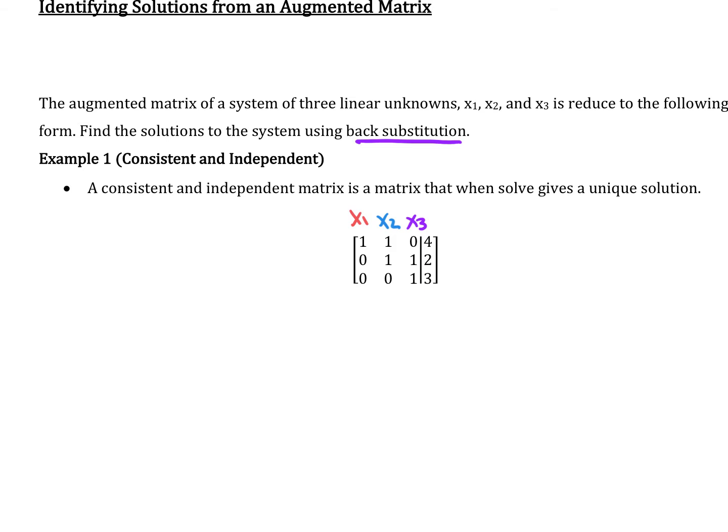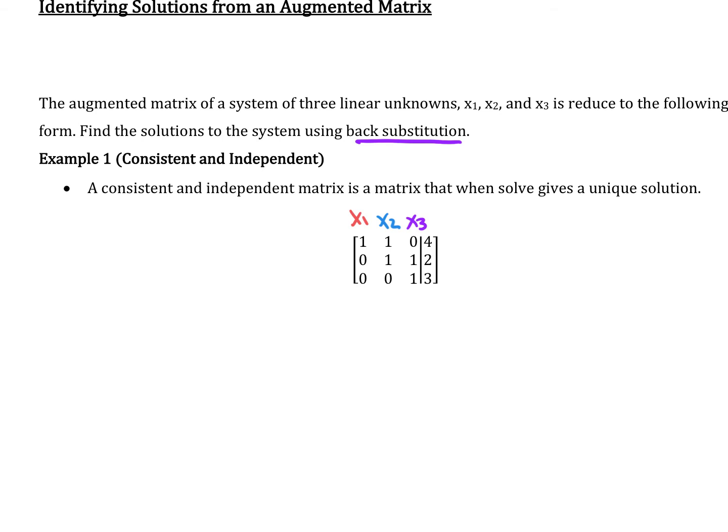There are three types of matrices and systems that you can solve. The first one is called a consistent and independent system. In a consistent system, you always get a solution. If it's independent, the solution is unique. Unique just means you have a set point that you're going to get. So here, if we write out the equation, it looks like this.